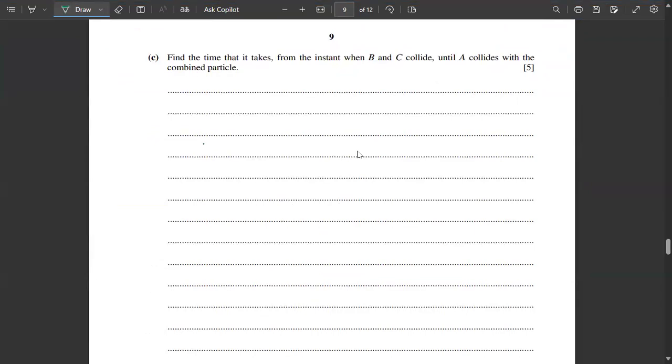So the scenario looks something like this now. Here we have A. Let me draw a circle rather than a square. Yeah.